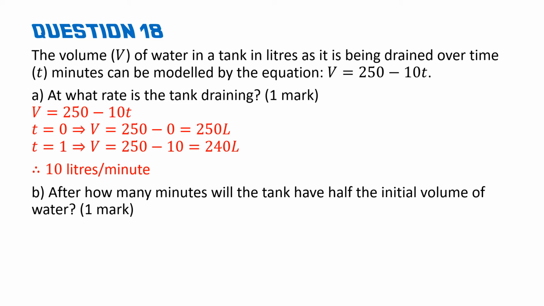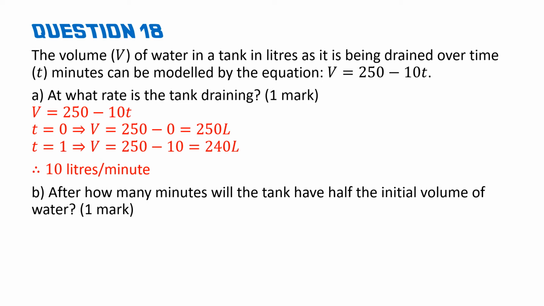That negative 10t represents the rate, right? So we know t is in minutes, and it says minus 10t, so that represents losing 10 litres per minute. So we don't have to do any maths by picking a whole lot of points. Just by understanding the equation, we can work out those answers.